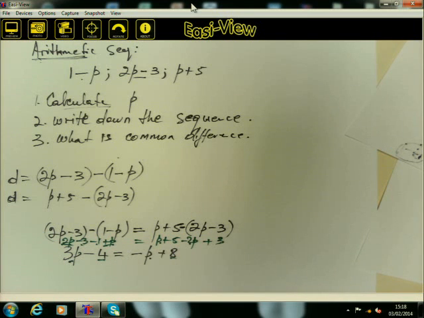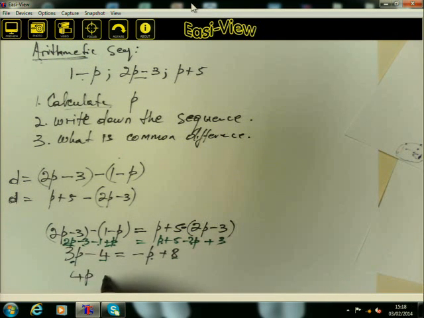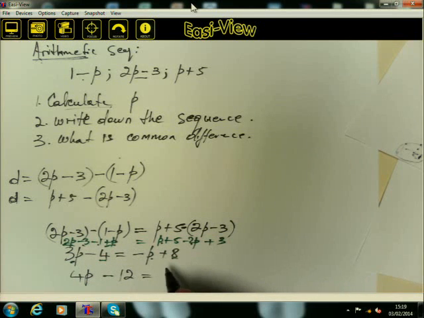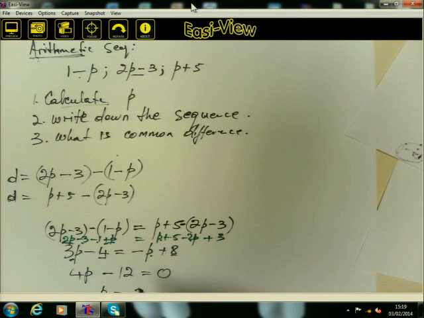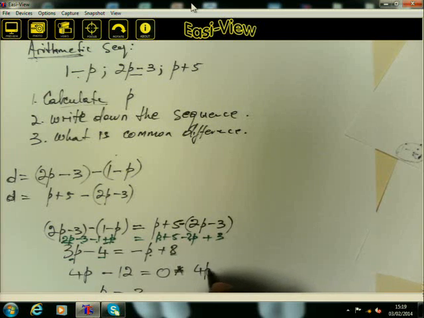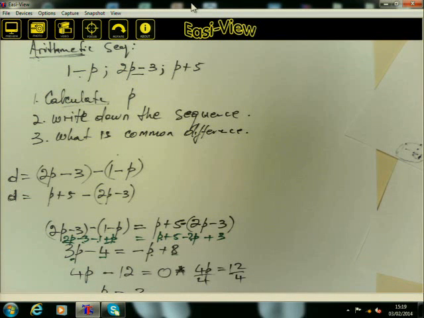Ultimately, when this p crosses over, we are going to have 4p minus 12 equal to 0. We are left with nothing there. Ultimately, p is going to be equal to 3, because from here we have 4p equals 12. Dividing by 4 on both sides, we end up with p being equal to 3.